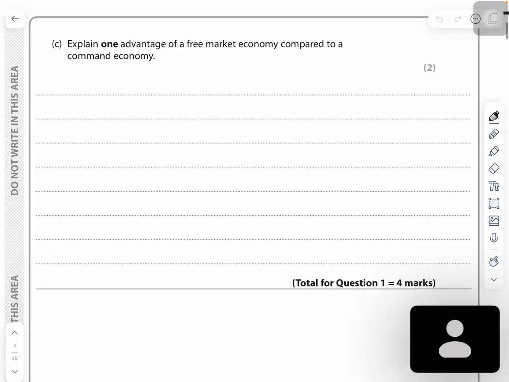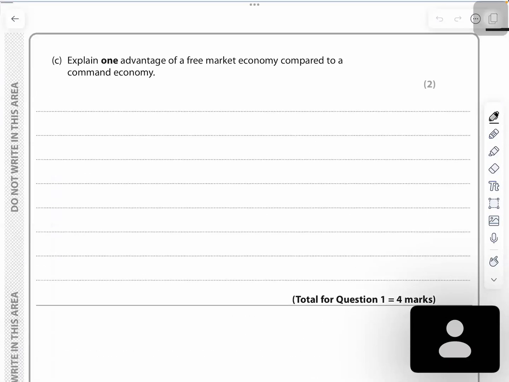All right. So explain one advantage of a free market economy compared to a command economy. Miss, in the beginning, you explained both of the keywords, right, in the definition? No, since this is just a 2 mark question, no need to explain the definition for both of these. Just write it to the point. A little bit of analysis is required. All right, all right.